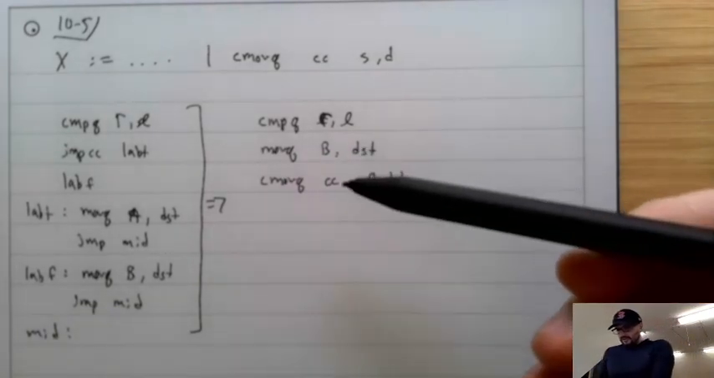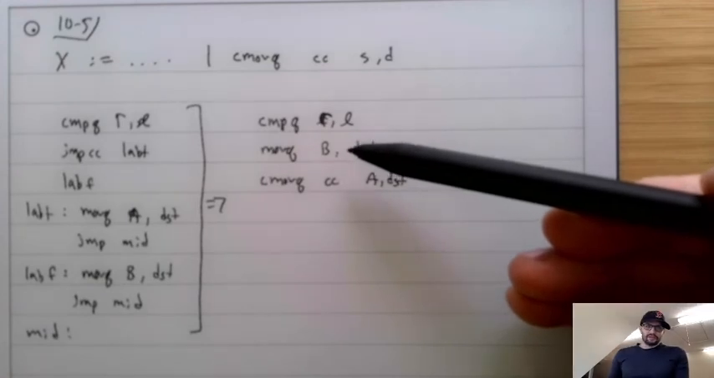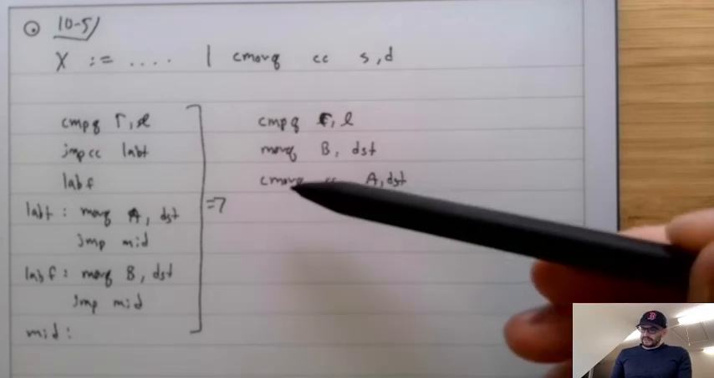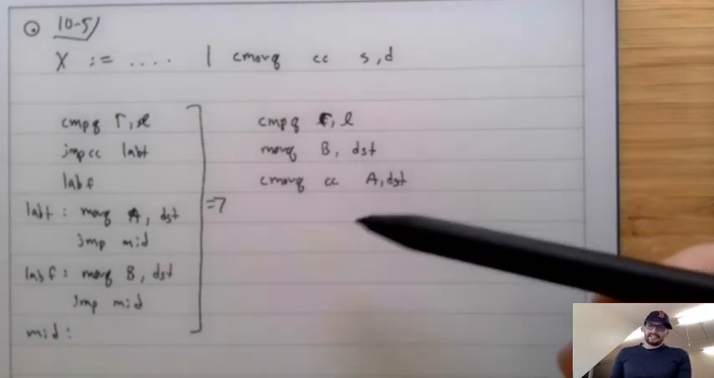Now, how a conditional move works is that we do the comparison, we then assume that it's false, and if it were true, then we replace the value with A. And so a conditional move basically says, if this condition flag is set, then move A into the destination, otherwise do nothing.